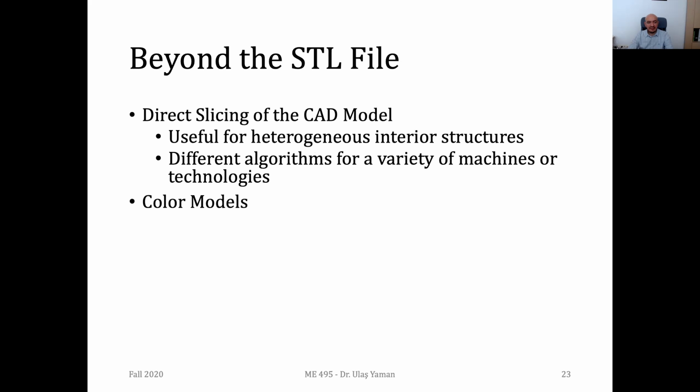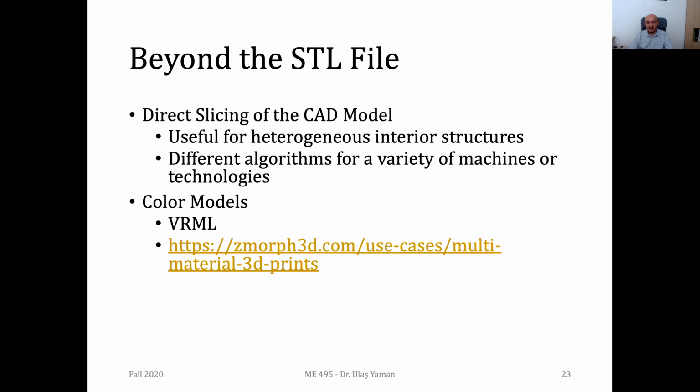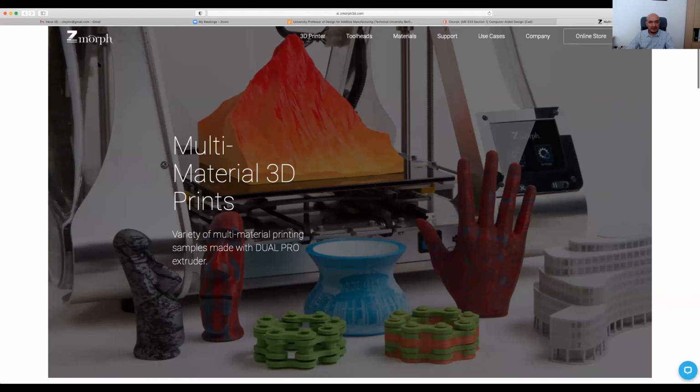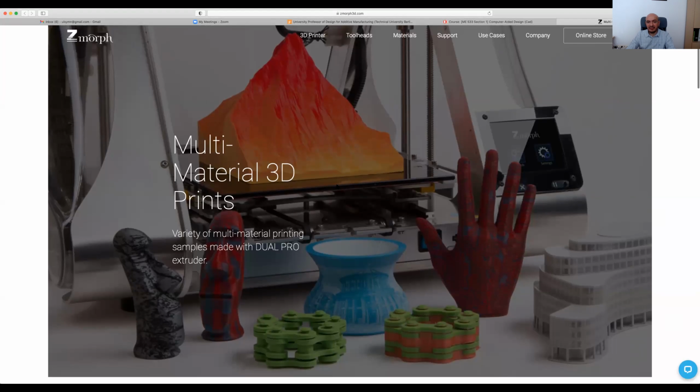And again, beyond the STL file, we have these days some special color models like AMF, as you mentioned in your first homework. We have another one, I think it is a virtual reality modeling language, something like that. And for this type, let me show you a special FDM printer. Now I will be sharing the window. Yes, this is the company called Zmorph, and they can print colorful parts, as you see.